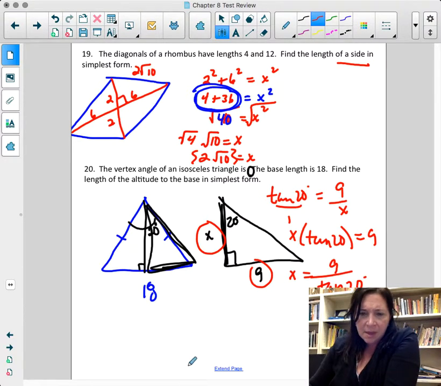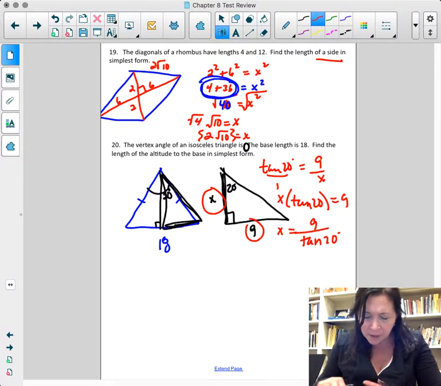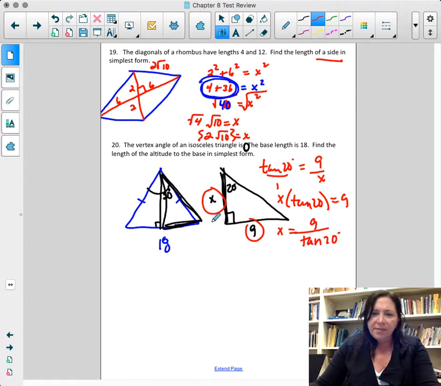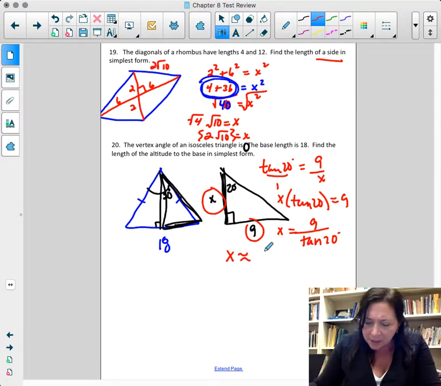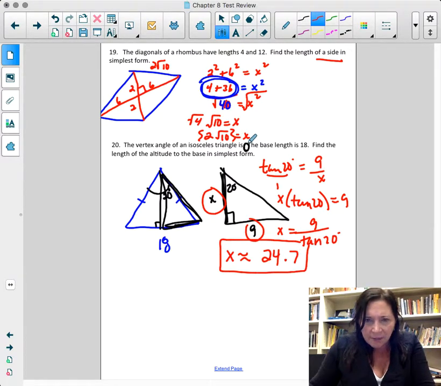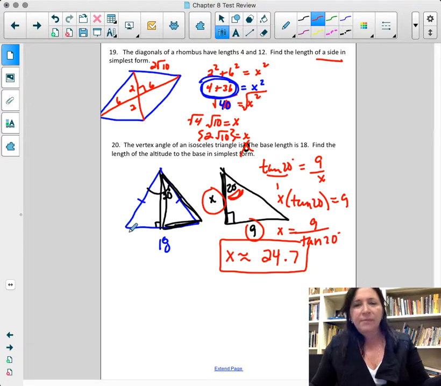Then I got to use my calculator. I'm going to say 9 divided by, parenthesis, tangent of 20 degrees, is equal to 24.7. So x is approximately 24.7. Now, I just want you to keep in mind, I don't have this number here, so I don't know what they're asking, so I just made up this number for 20. Whatever it is, you can figure that out.